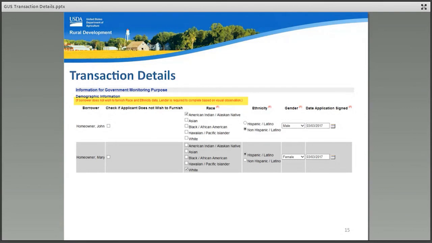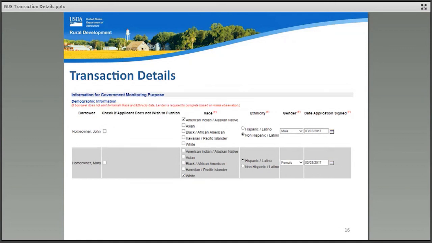The Information for Government Monitoring Purpose section will capture important applicant details to meet the reporting requirements of the Equal Credit Opportunity, Fair Housing, and the Home Mortgage Disclosure Act, also known as HMDA. There is a red message. If borrower does not wish to furnish race and ethnicity data, lender is required to complete based on visual observation.